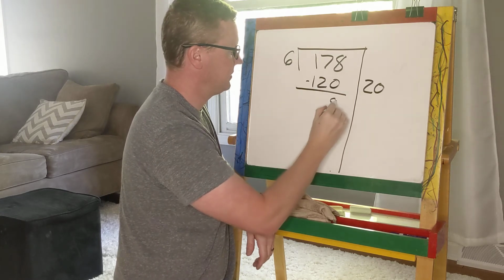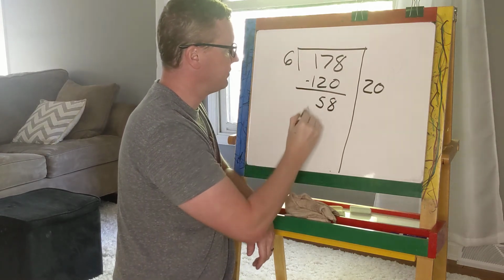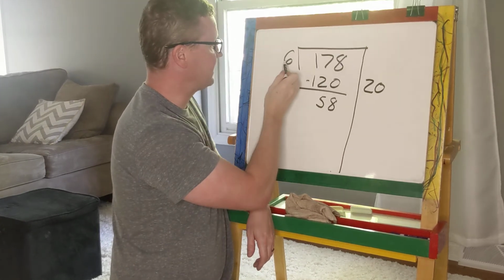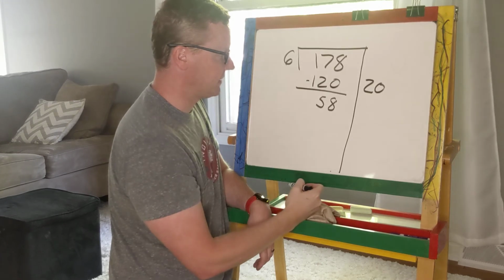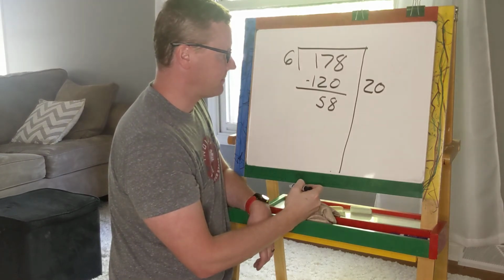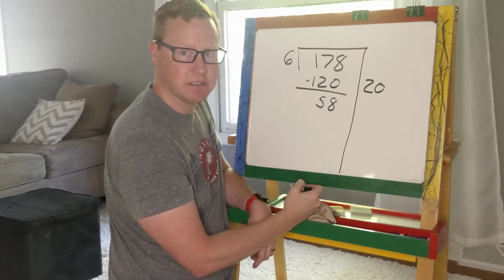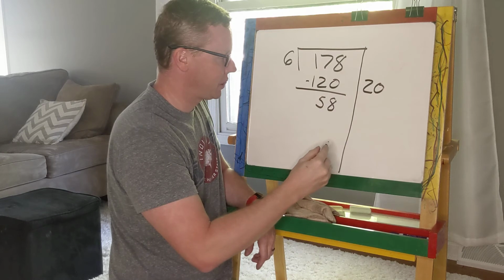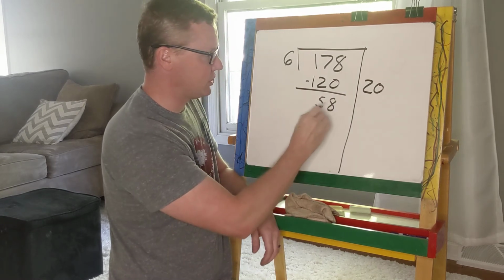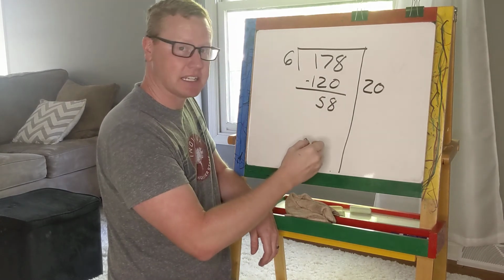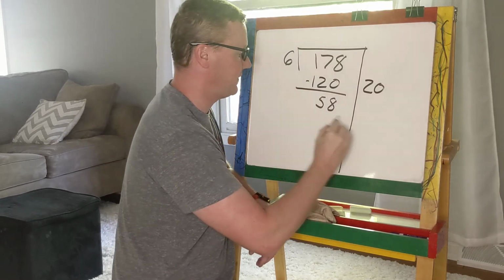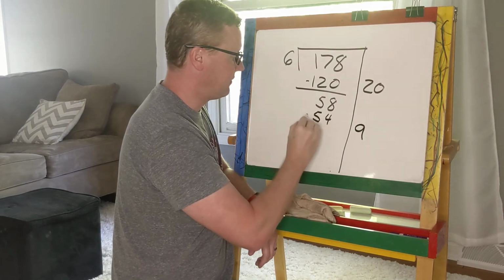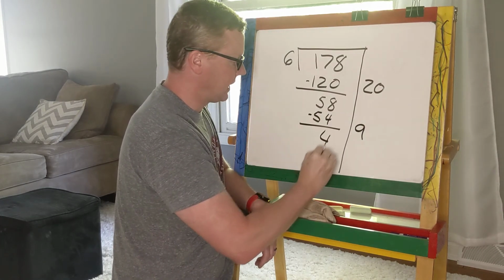I have an 8. I have here a 5. And those turn into zeros. So now I need to figure out how many times 6 goes into 58. Well, I know that 6 times 9 is 54 because it's 1 less than 60. 6 times 10 is 60, which is too much. 1 less 6 is 6 times 9, and that's 54. So I'm going to write 6 times 9 is 54, and I subtract.